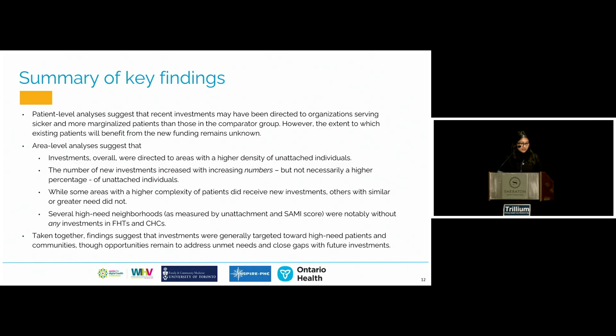At the area level, investments were generally directed to areas with higher densities of unattached individuals, and the number of new investments tended to increase in areas with higher numbers, but not necessarily a higher proportion of unattached. There were some areas with more complex patient populations that received new funding, and others with similar or greater need that did not. And there were also high-need neighborhoods that did not have any new or existing investments.